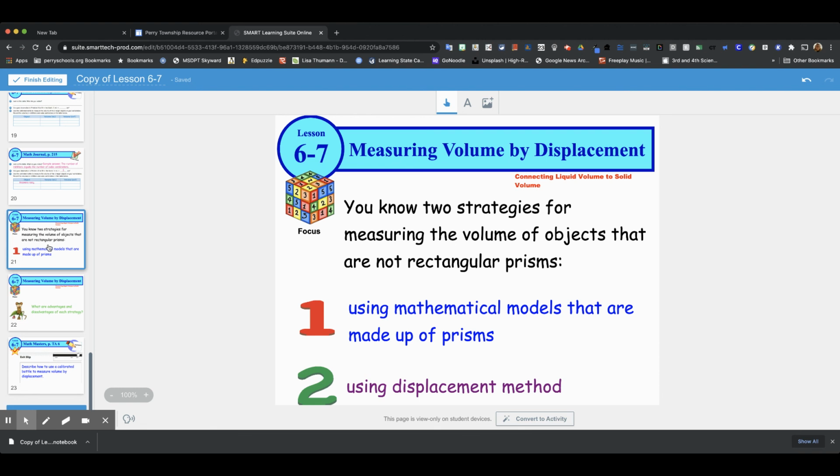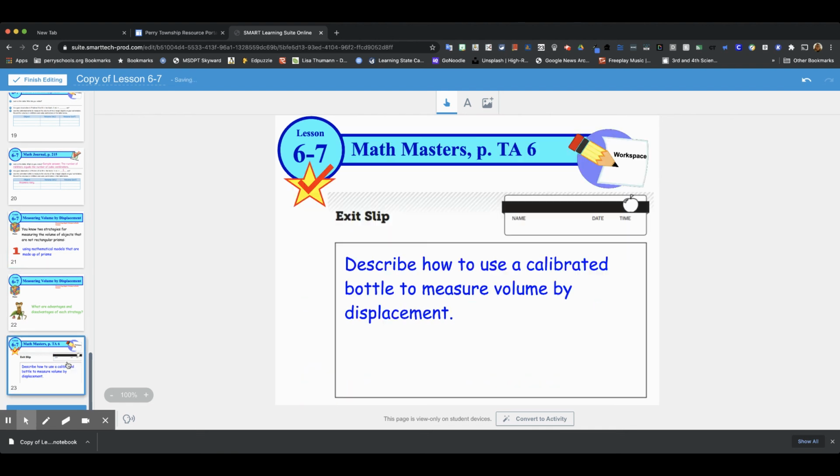We used a lot of instrument cases, if you remember. Then what are the benefits of the displacement method? When would you maybe use one over the other? Those are questions that you want to ask yourself. Then what you will have as an assignment, you will find, is that you are going to, in your own words, respond to this exit slip.